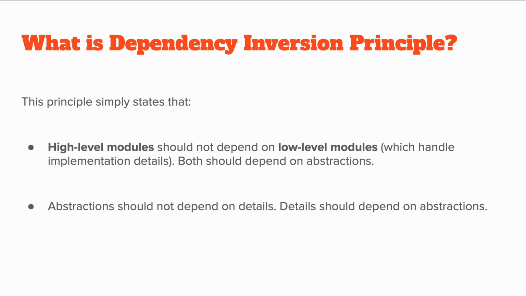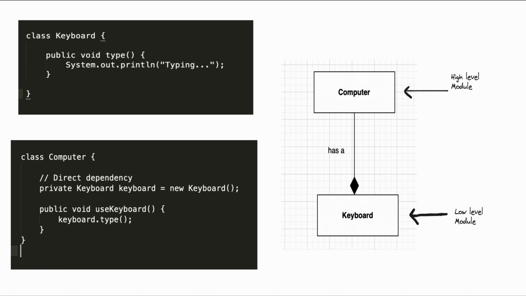Let's first look at a tightly coupled code, where this computer class is dependent on the implementation of keyboard class. So we are creating an instance of keyboard class directly in computer class. So here computer class is a high level module which depends on the implementation of a keyboard class, right? So computer has a keyboard, so it has a relationship, right? We are using composition, but composition in a wrong way, right? So let me explain you why it's a wrong behavior.